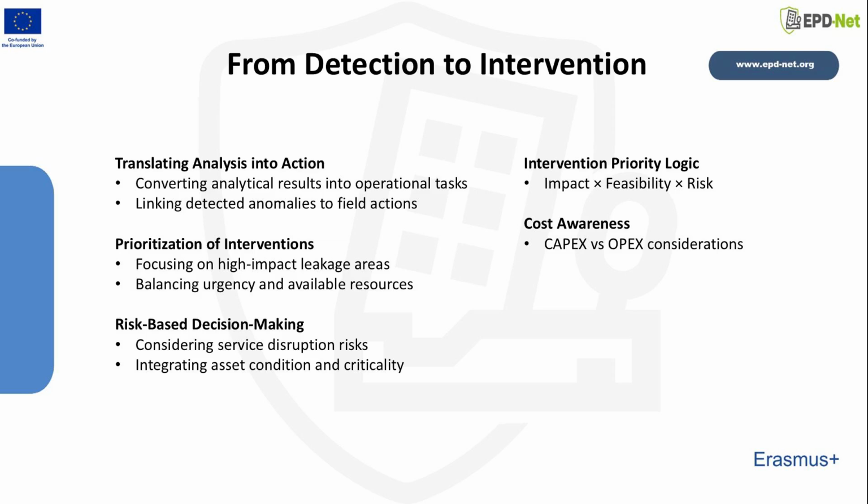Detecting potential leakage is only valuable if analytical results can be translated into effective operational actions. This step involves converting insights from data analysis into concrete tasks that can be carried out by field teams. Prioritization plays a key role in intervention planning. Not all detected anomalies require immediate action, and resources are often limited. By focusing on areas with the highest leakage impact or risk, utilities can allocate resources more efficiently.